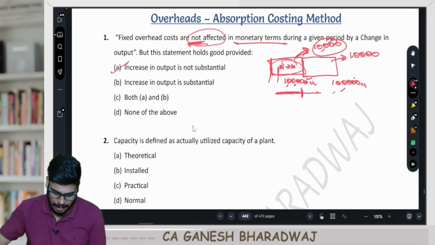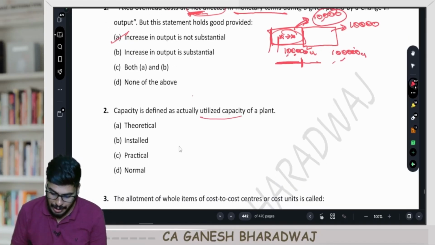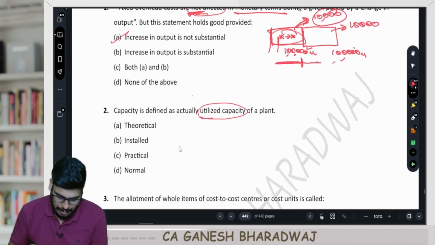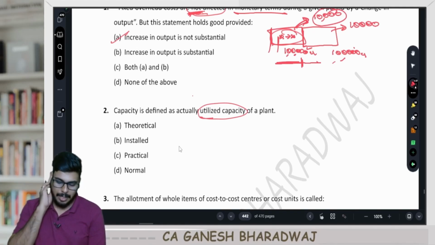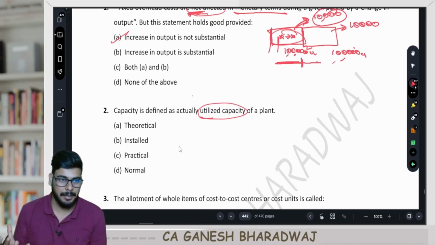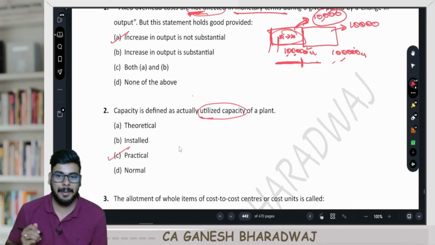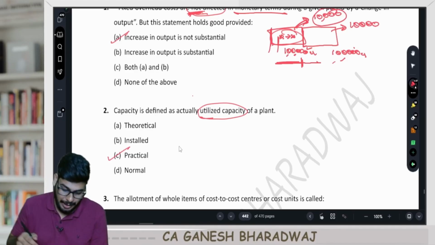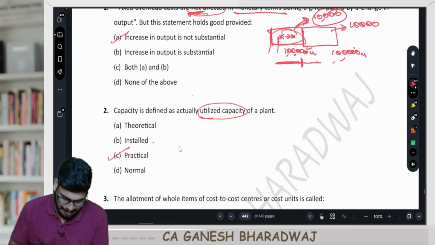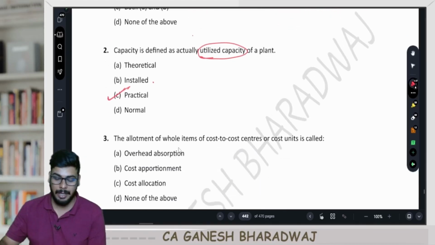Done. Next, capacity is defined as the actually utilized capacity of the plant. So what is the capacity that is utilizable of a plant? The utilizable capacity. Perfect. Practical capacity. Very good. Practical capacity. Why? That is the capacity that can be utilized. What is actually utilized, that is different. That is going to be your actual capacity. Fine. Anyways, they have given the practical part. Are you clear with this? Practical capacity is going to be the utilizable capacity.